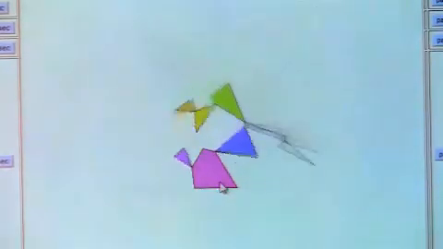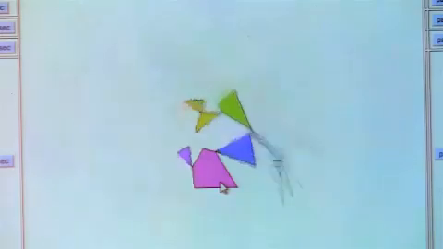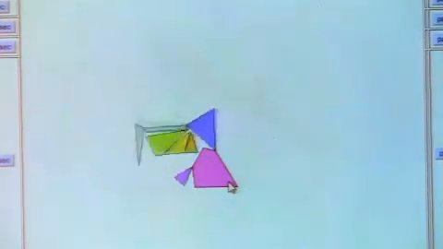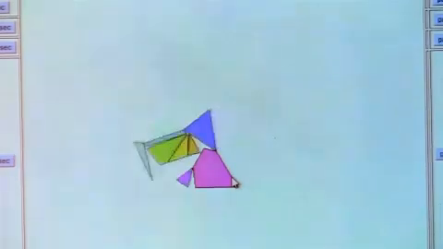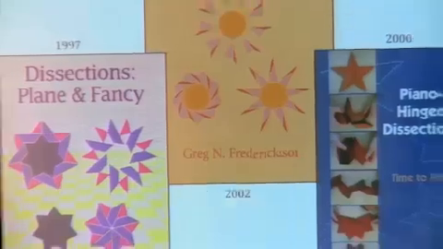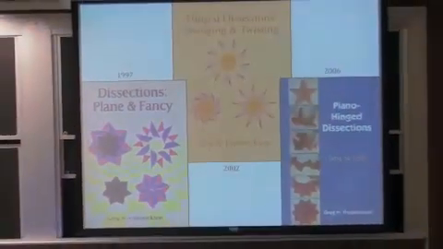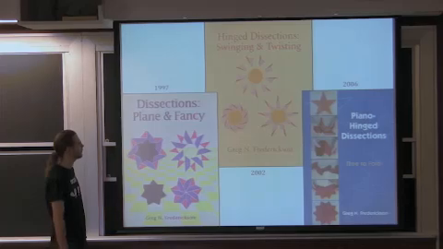Here's another one for an equilateral triangle to a pentagon. Pretty cool. They're hinged in a tree-like fashion even, which is kind of unusual. And Greg Fredrickson is one of the masters of hinged dissections and dissections in general. He's probably the master of dissections in general.